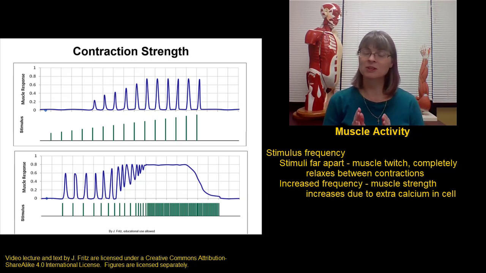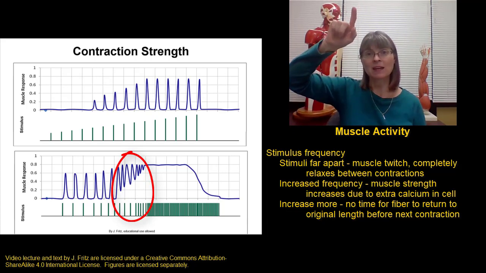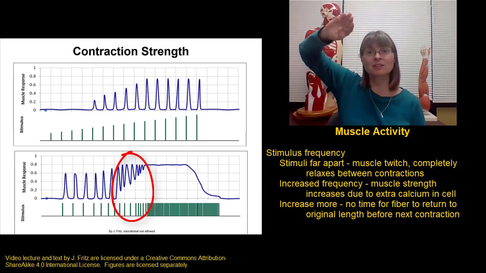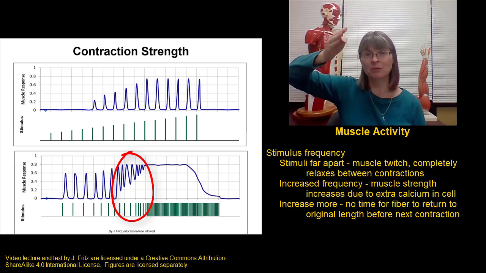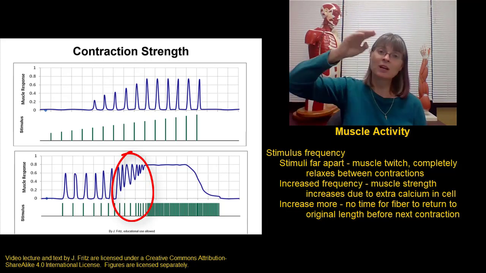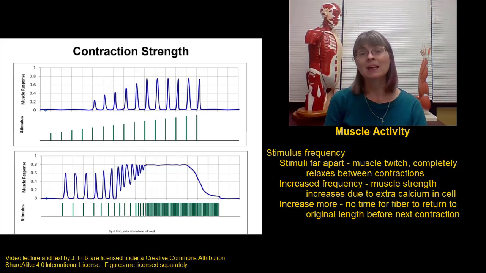Once we start spacing the stimuli even closer together, you can see there's not time for the muscle to relax fully. It can't get back to its original resting length. We can see the spike up, and then it starts to relax, but before the muscle fiber can get back to its resting length, it gets another signal and spikes up again. And before it can get back to resting length, it gets another signal and goes up again. So now we're starting to maintain a more steady sort of contraction.